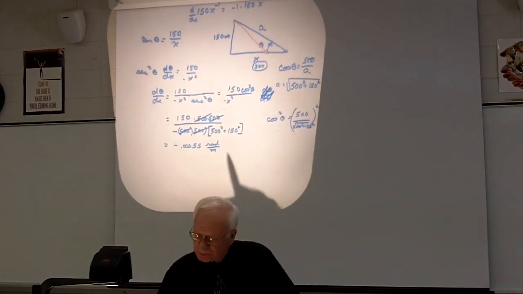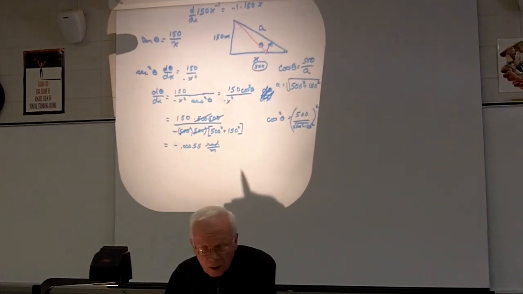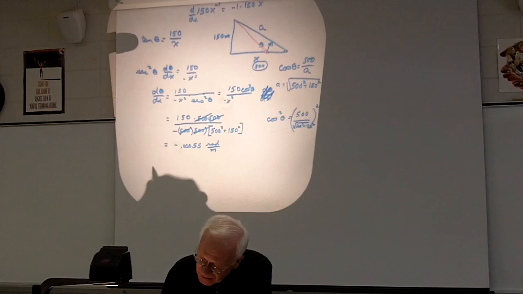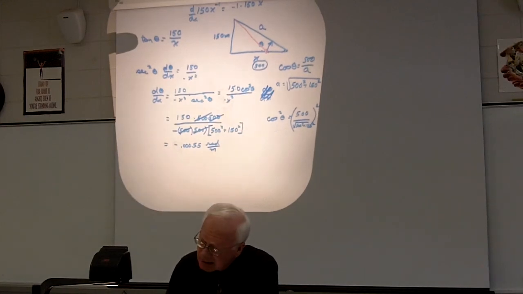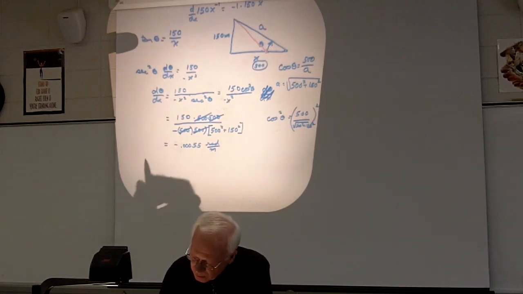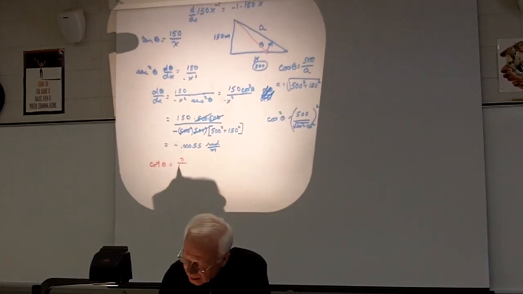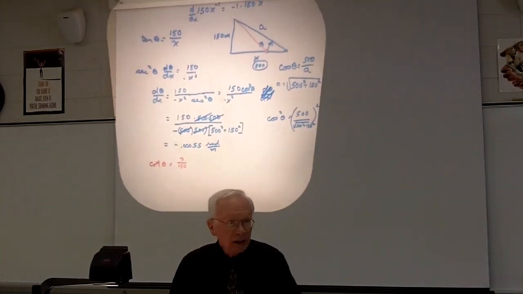Now watch what happens here. I've got this, and I'm going to write this now in inverse notation, okay? And that's going to be tangent inverse of 150 over x equals theta. I'm going to first do it this way though, I think. I'm going to write this cotangent theta equals x over 150.